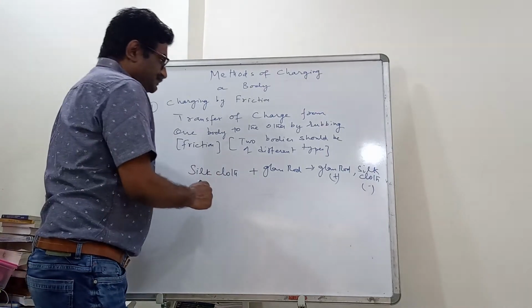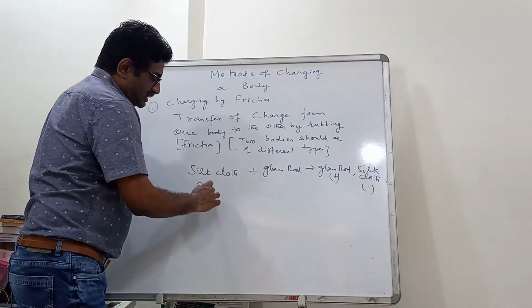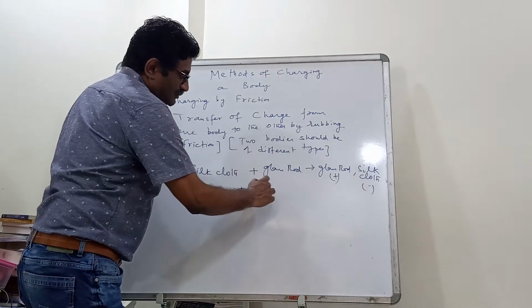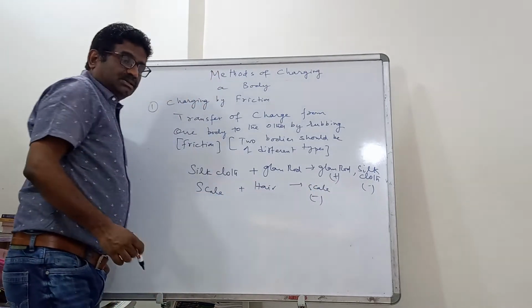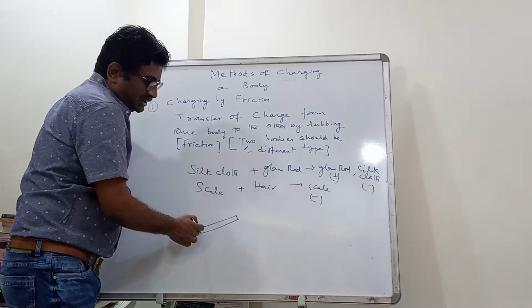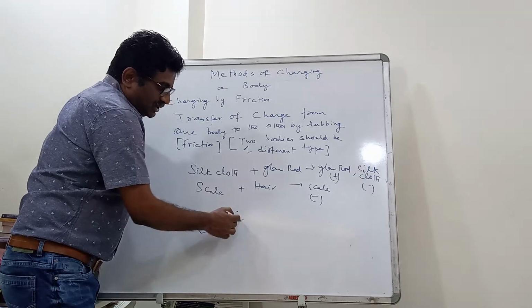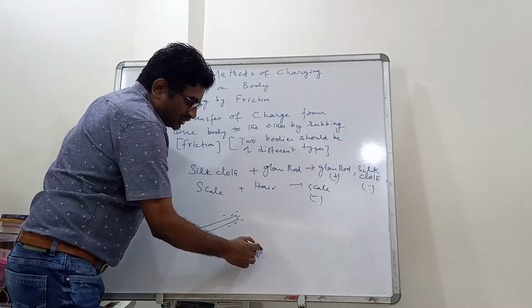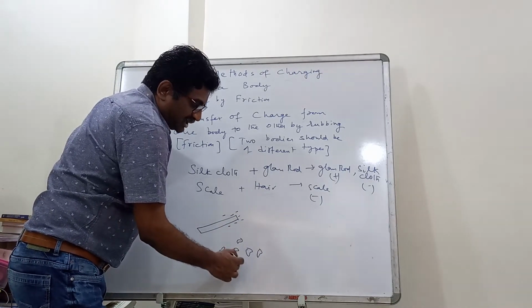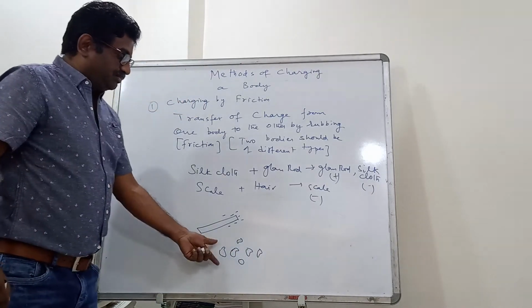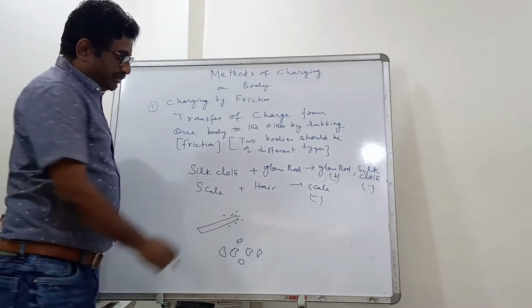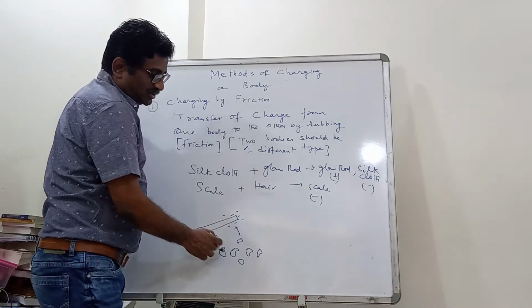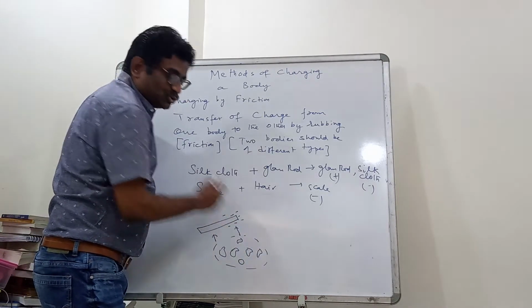Similarly, if you rub a scale with your hair, the scale acquires a negative charge, and this negatively charged scale is able to attract neutral bits of paper. That's a very interesting part here. If you look at the bits of paper here, and this is a negatively charged glass rod, the papers are getting attracted towards it in spite of the fact that they have net zero charge.